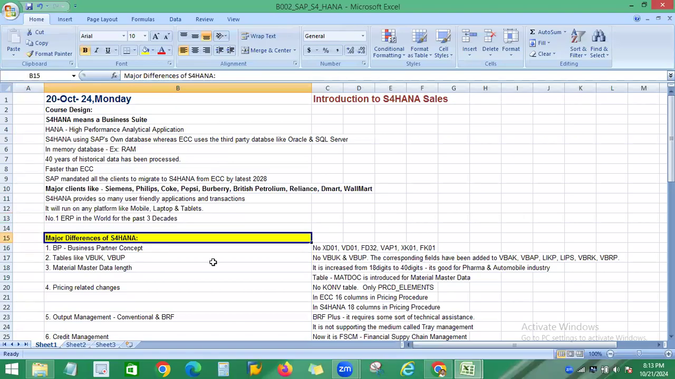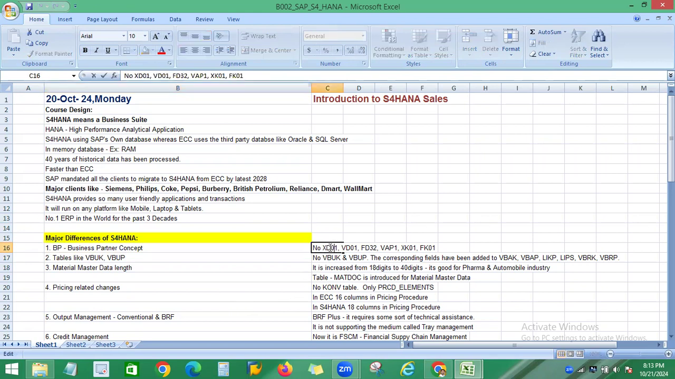Okay, what is SAP S/4HANA and what is the difference between SAP ECC and SAP S/4HANA? So guys, the first difference is about master data, which we are going to learn. At a high level, I am going to tell you how to create the customer master data centrally.